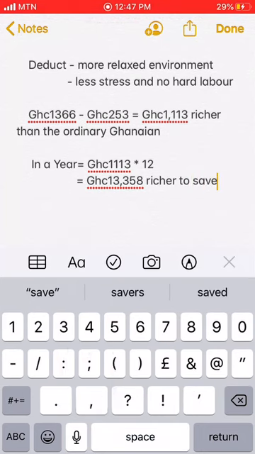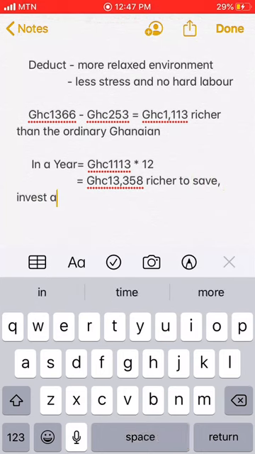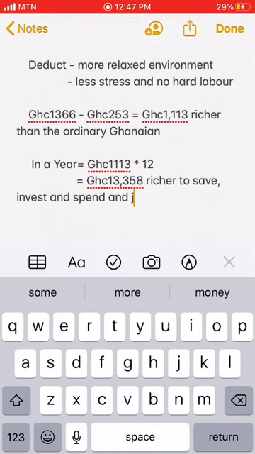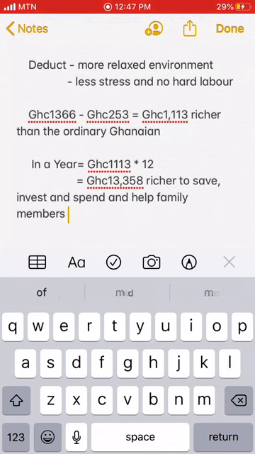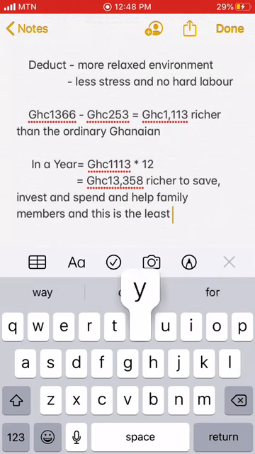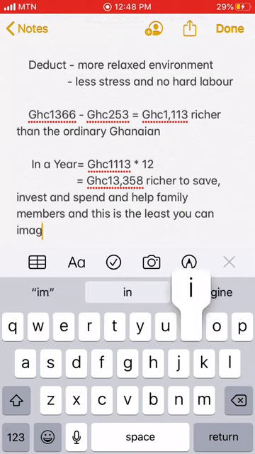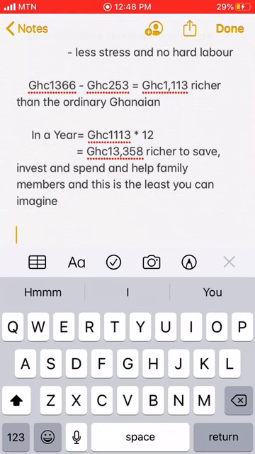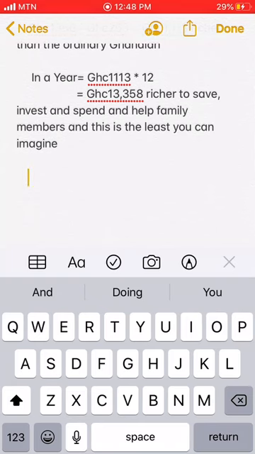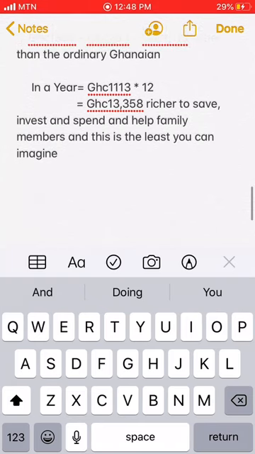To save, invest, spend and help family members. And this is a list you can imagine. I just want you to know this, just so that you be serious about the course and know why our cost is quite expensive, because we are offering you something you never ever have anywhere.